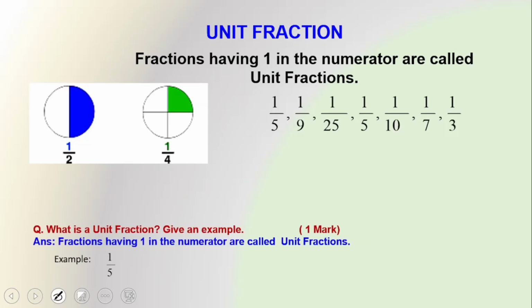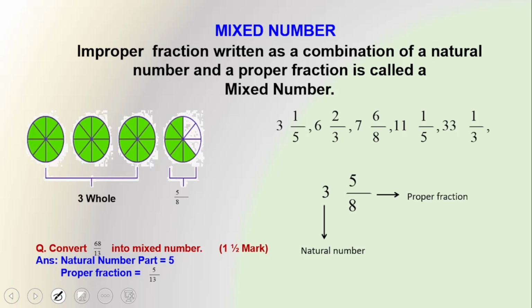Okay. Next, unit fractions. Simply remember, fractions having 1 as the numerator are called unit fractions. Examples: 1 by 5, 1 by 2, 1 by 3, 1 by 7, etc. So tell me, what is a unit fraction? Fractions having 1 as the numerator are called unit fractions. Example, 1 by 2. Now next, mixed number, also known as mixed fraction. An improper fraction is written as a combination of a natural number and a proper fraction, and it is called a mixed number.